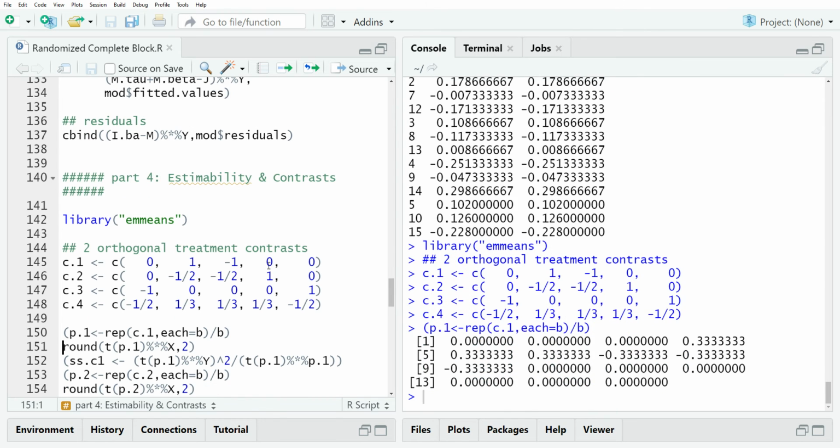Now P1 has a very specific order. P1 is associated with C1. And what I do is I take the first component, rep it B times, which is 3, and then divide by B, which is always 0. And then 1, I rep it 3 times, divide by 3. Same way for all of those.